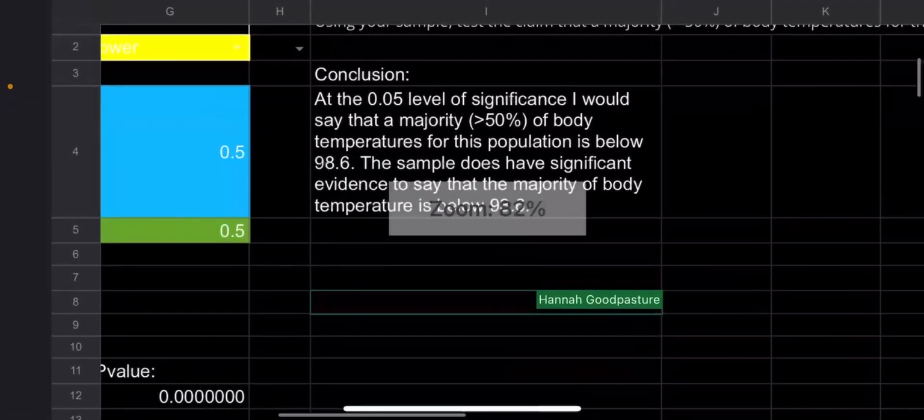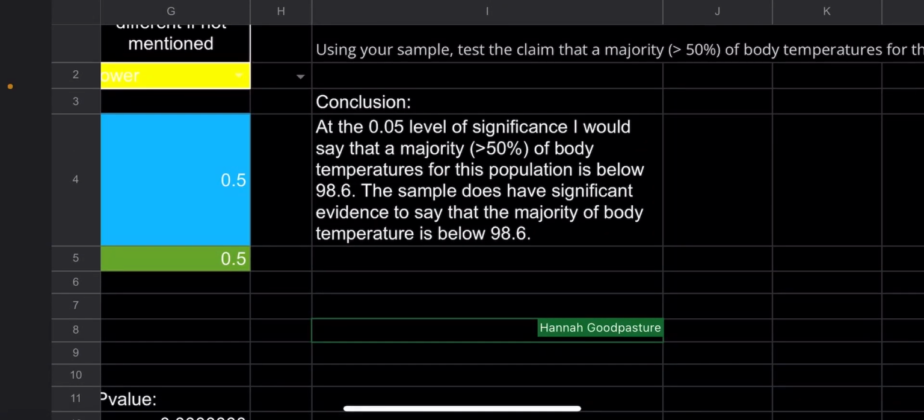My conclusion is that at the 0.05 level of significance, I would say that a majority, 50% or above, of body temperatures for this population is below 98.6. The sample does have significant evidence to say that the majority of the body temperatures are below 98.6.